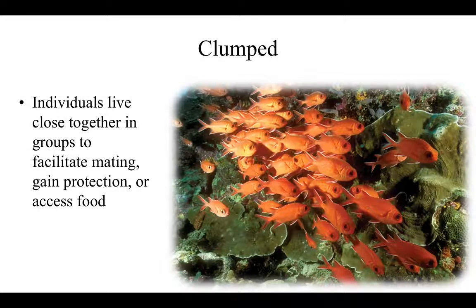So right here is clumped dispersion. Fish tend to clump. They swim in schools, and you can find different schools in different areas of an ecosystem, but they are typically in clumps. It's not like the fish are swimming off by themselves in a random distribution. They really are in clumps. Individuals live close together in groups for several reasons. It can include protection, as in the case of the fish, to facilitate mating or to access food supplies.